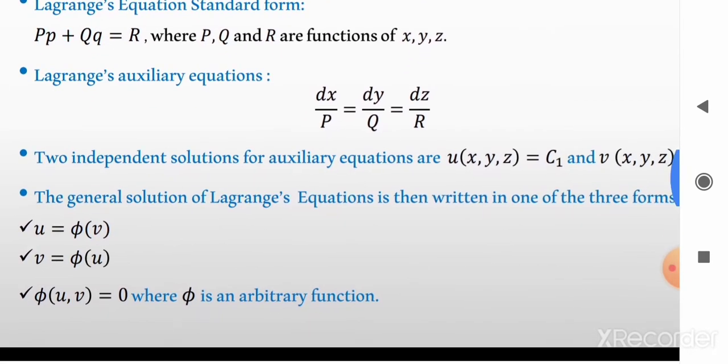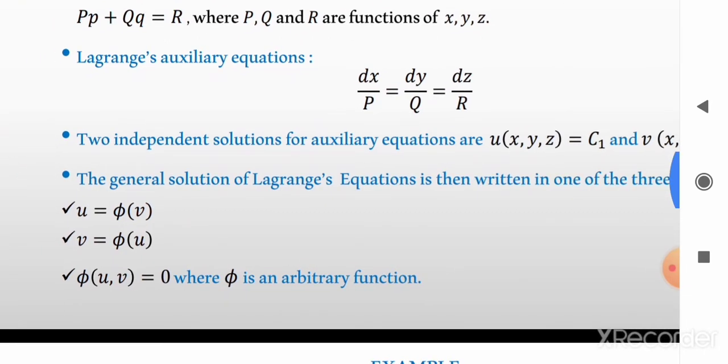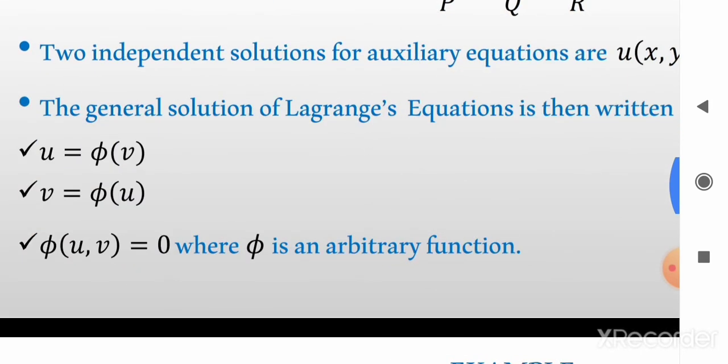With these two independent solutions, we can form the general solution in any one of these three forms. The first form is u is equal to phi of v, the second form is v is equal to phi of u, and the third one is phi of u comma v is equal to 0. We can form the general solution in any one of these three forms, where phi is an arbitrary function.